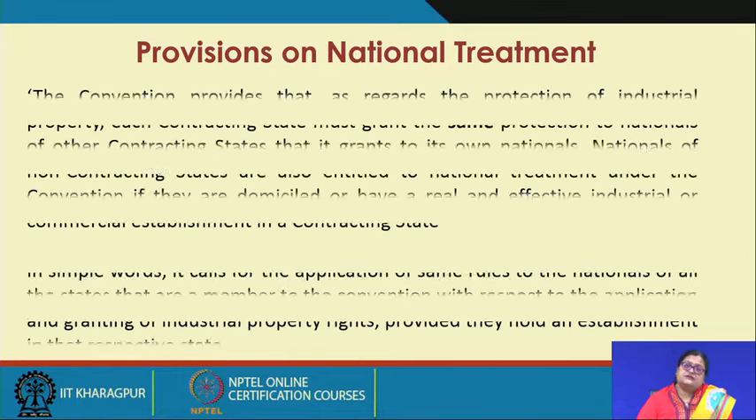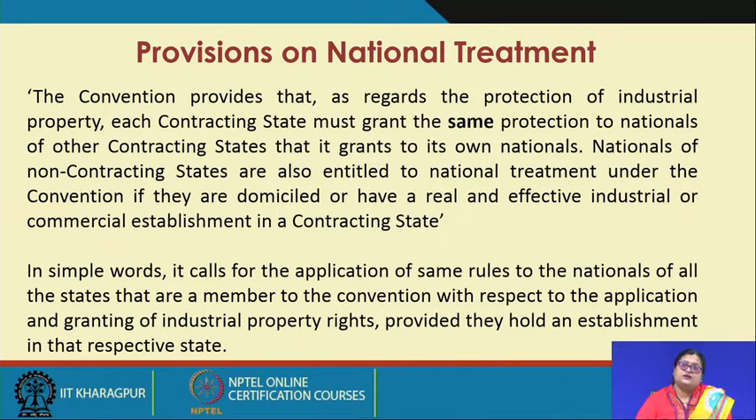What are the provisions of national treatment? The convention provides that as regards the protection of industrial property, each contracting state must grant the same protection to nationals of other contracting states that it grants to its own nationals. Nationals of non-contracting states are also entitled to national treatment under the convention if they are domiciled or have a real and effective industrial or commercial establishment in the contracting state.